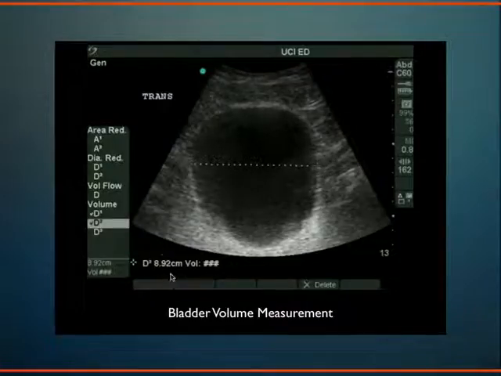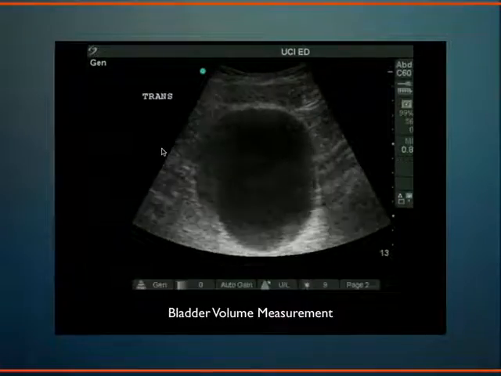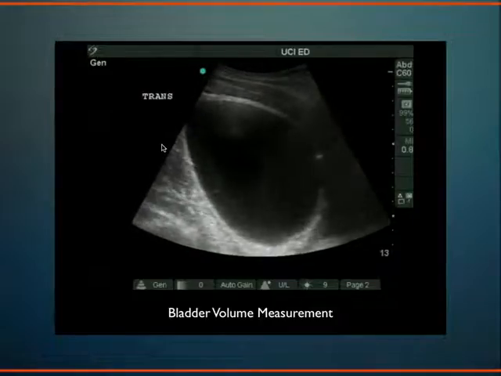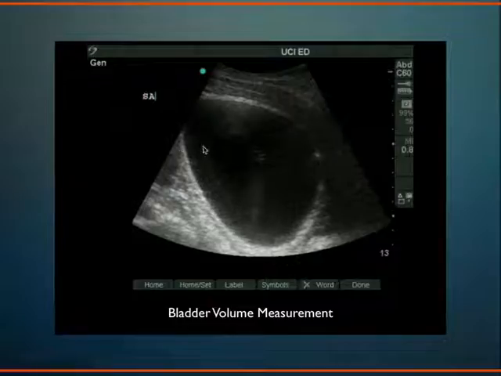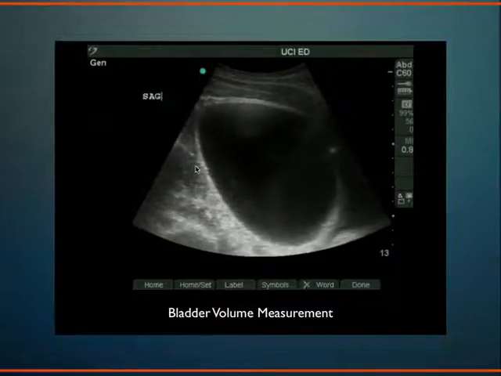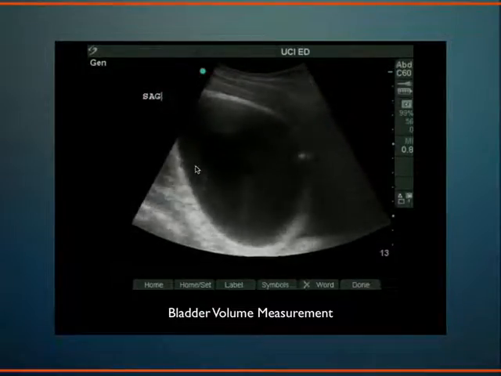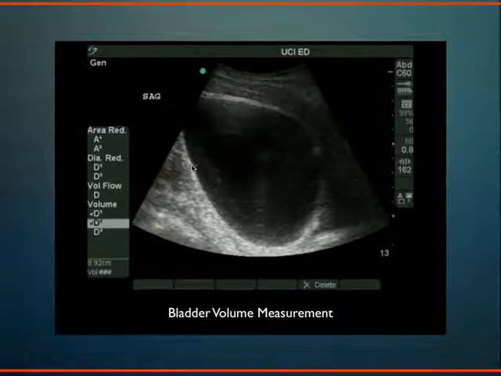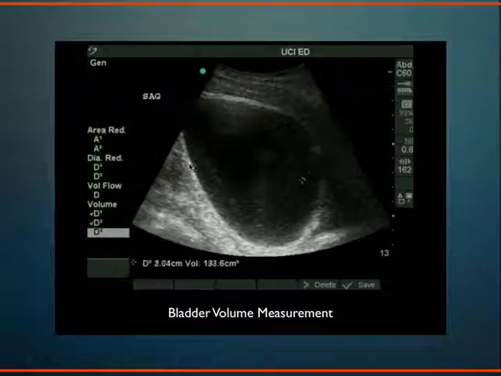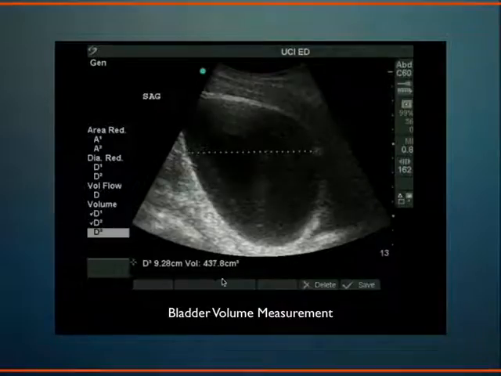We either lock in or write down that second value, unfreeze the machine, and move it into a sagittal plane. Now, what used to be the width is now the length when you've got it in a sagittal plane. Now that confuses a lot of people. Just make sure you understand that. You can always back up this podcast in order to review that, but this is towards the head, this is now towards the feet in a sagittal plane. That third dimension in this machine calculates the bladder volume to be 437.8 cc's.